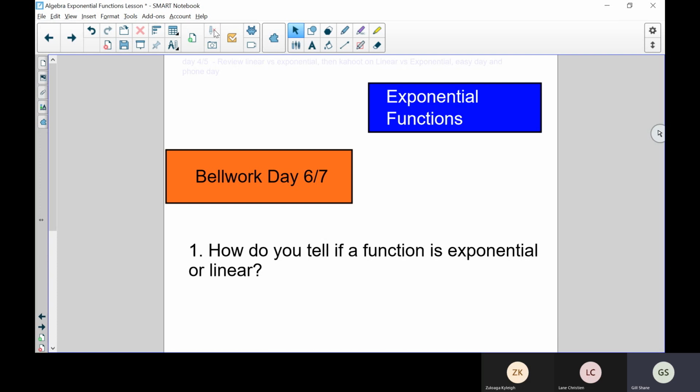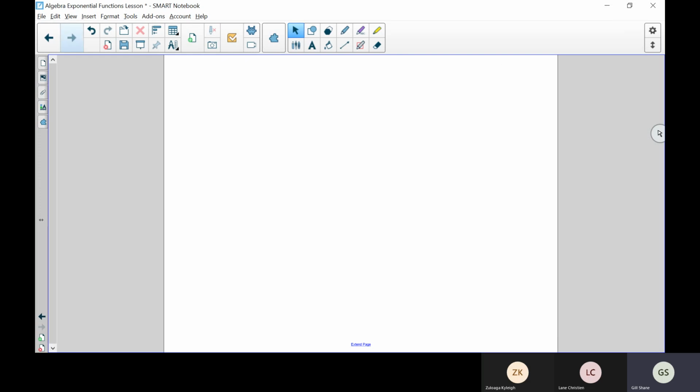What's the third way we might have to tell? So there's a graph, there's a table, and there is the graph. Wait. The wording. No. Stop saying wording, bro.